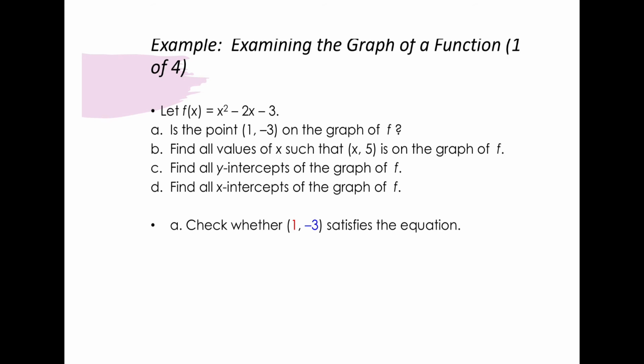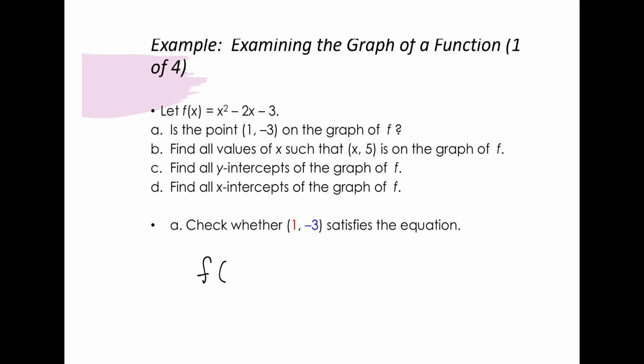Okay, so for this one, it's going to ask us to do some stuff with this function. So cool, we're given that it's a function, right? What they want us to do is to do some stuff with it. The first thing is, let's see if an input of 1, output of -3 is a point or is a solution for this function, is an input-output result.